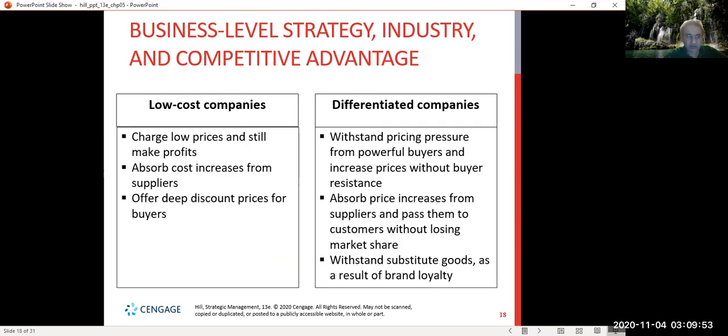And focus companies often have an advantage over their broad market rivals in the particular segment or niche that they compete in. The same can be true for the differentiated company: by focusing on a niche and customizing the offering to that segment, a differentiated company can often outsell differentiated rivals that target a broader market. So that is also true for companies who are focusing on a particular niche.